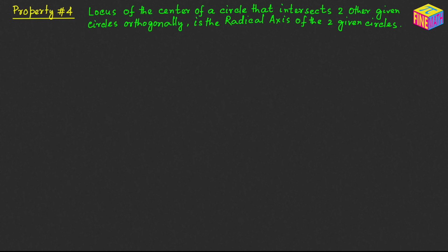Property number 4 says that the locus of the center of a circle that intersects two other given circles orthogonally is the radical axis of the two given circles. First, I am going to draw the diagram, and from there we will see what this property means.